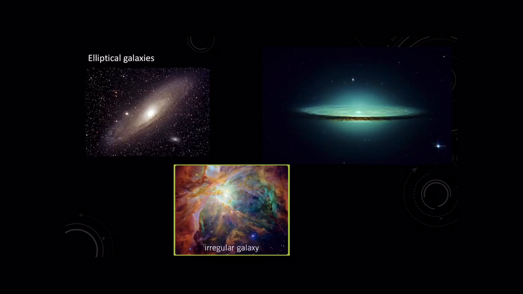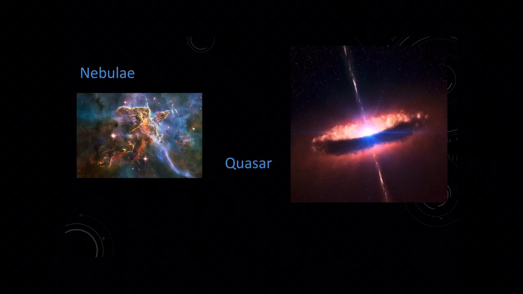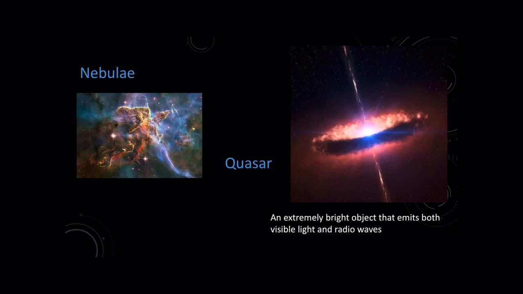All right, next are elliptical galaxies, irregular galaxies, and lenticular galaxies. You could also have barred lenticular galaxies. Here we have pictured the nebulae and quasar. A quasar is an extremely bright object that emits both visible light and radio waves. And the nebulae are large clouds of gas and dust floating in space.